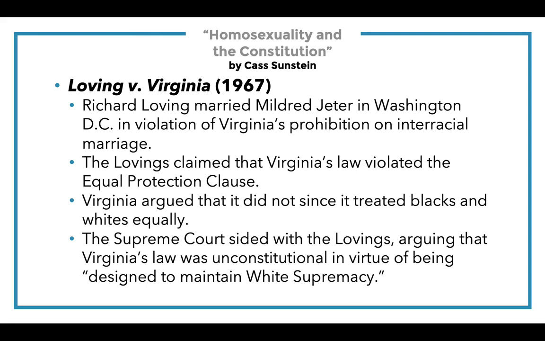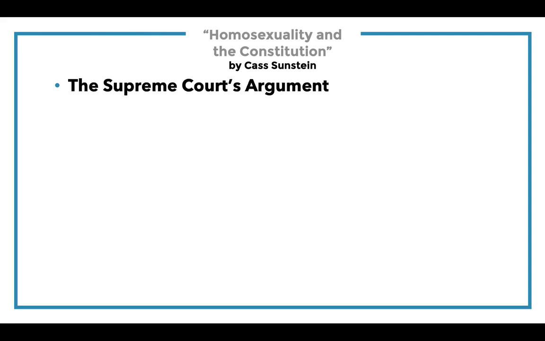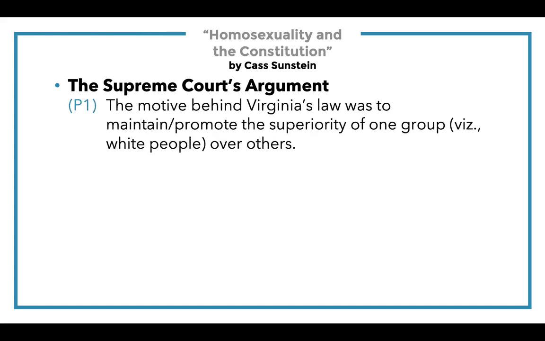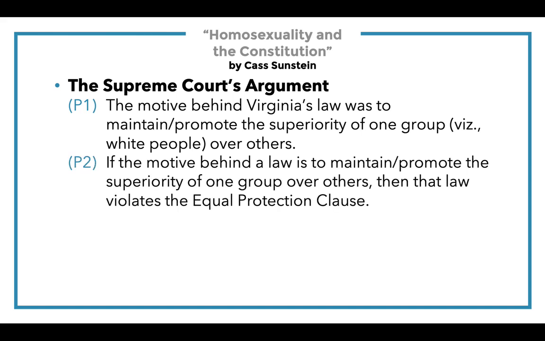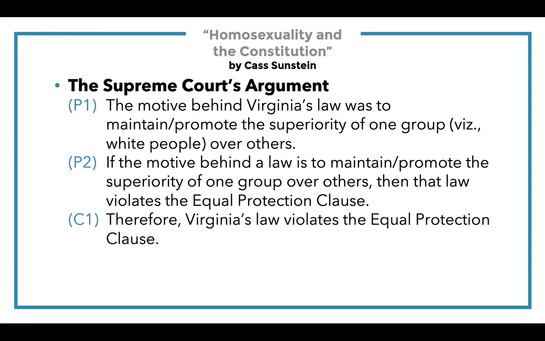The Supreme Court sided with the Lovings, arguing that Virginia's law was unconstitutional in virtue of being designed to maintain white supremacy. Here's the Supreme Court's argument. Premise 1. The motive behind Virginia's law was to maintain or promote the superiority of one group, namely white people, over others. Premise 2. If the motive behind a law is to maintain or promote the superiority of one group over others, then that law violates the Equal Protection Clause. Conclusion. Therefore, Virginia's law violates the Equal Protection Clause.